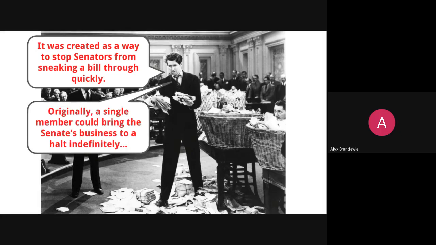Originally, under the original context of how a filibuster works, it really only required one person for a filibuster to take place, where one person could dislike a bill. 99 members of the Senate could want to vote yes on a bill, but if one person wanted to filibuster, nobody got to vote.